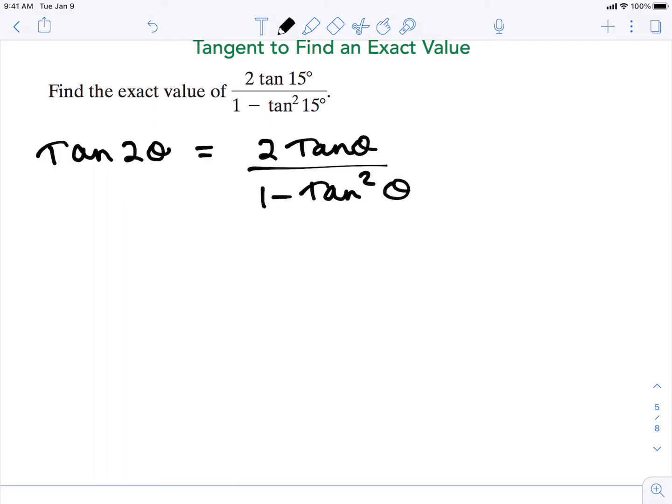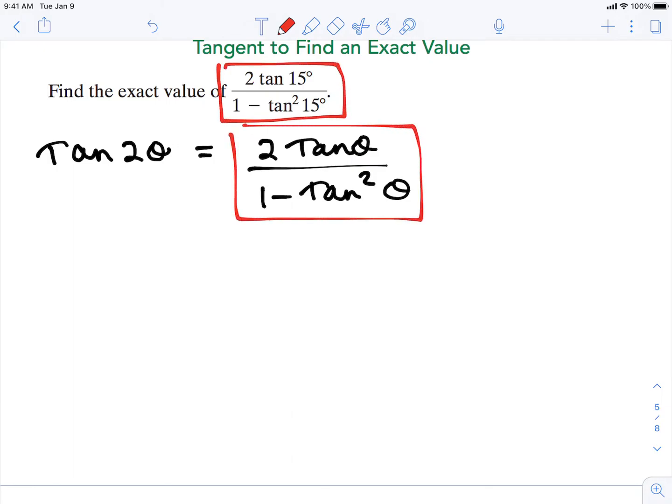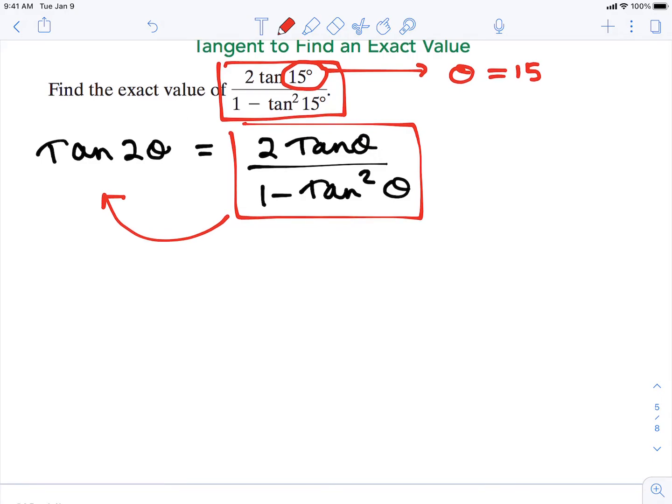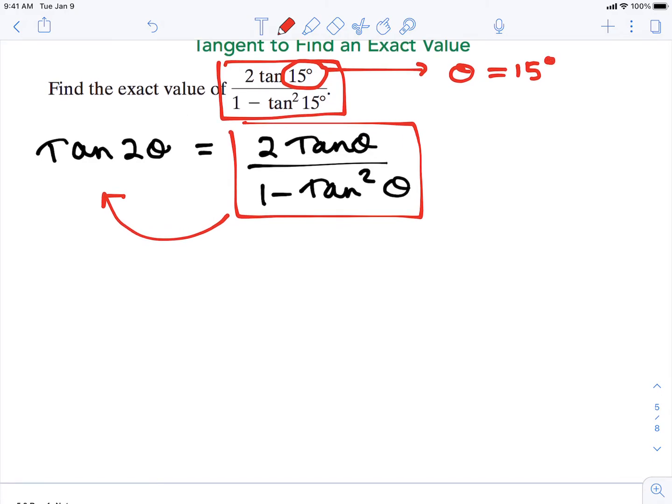So what we have in this problem is the right side of this equation. So we're going to go backwards to the left side, and we need to find out who is my theta. So the theta, the angle, is 15 degrees. So we're going to sub that in. So we say the tangent of 2 times theta, 15 degrees. And now we simplify it. 2 times 15 degrees is 30 degrees. 30 degrees is one of our angles on the unit circle.